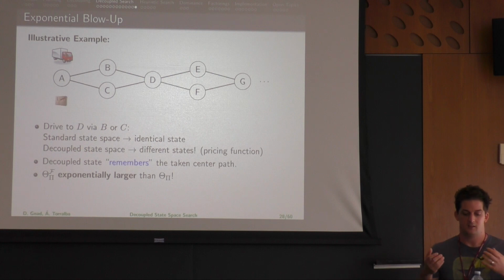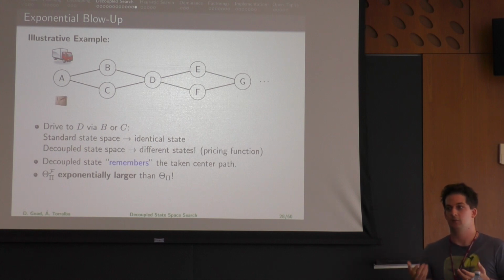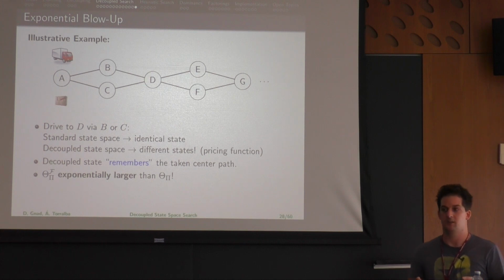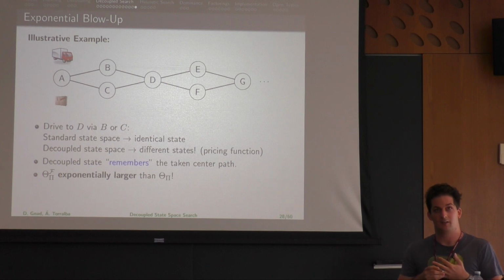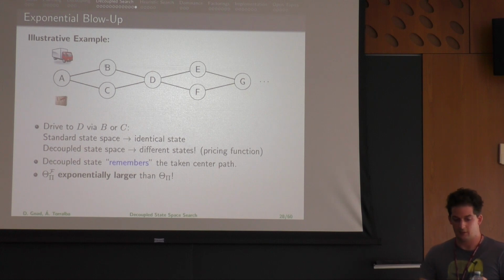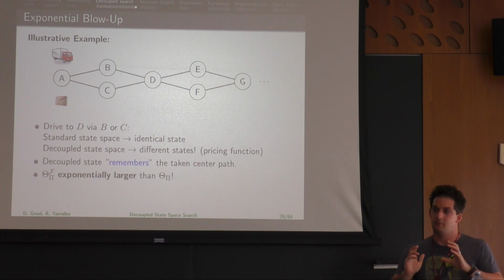So you could say that the decoupled state remembers the center path that you have taken, and in this case the decoupled state space is actually exponentially larger than the standard state space. Why can't we just join the two decoupled spaces? Well, because they arise from two different center paths. So if, say, you choose the center path up here, you cannot simply choose to have the package at C, right? So the enumeration of all possibilities for the leaves is always only given the center action sequence that you have executed.